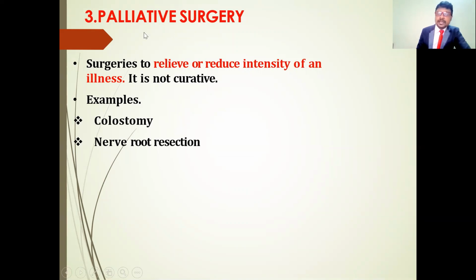So in the case of palliative surgery, it is not a complete cure, but it reduces some of the symptoms with these treatment techniques. So these surgeries are called palliative surgeries.